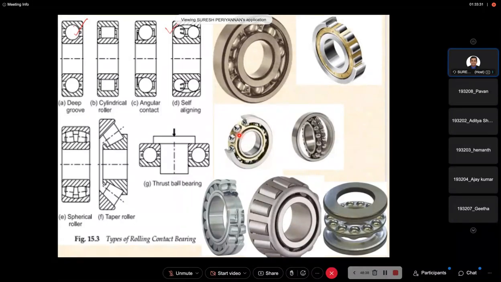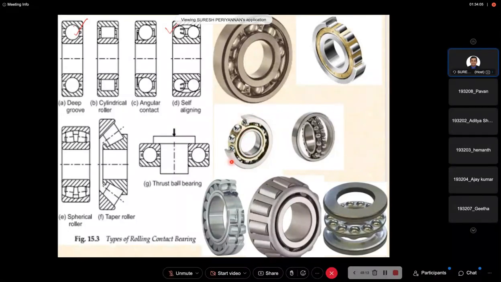The contact between the balls and races makes an angle with the axis of the bearing, the axis of the shaft. This is the angular contact bearing. Wherever there is an angle, the force is going to have two components, because the resultant acts at this angle. It is then resolved into two components, radial and axial thrust. So the angular contact bearing is subjected to radial and axial thrust.